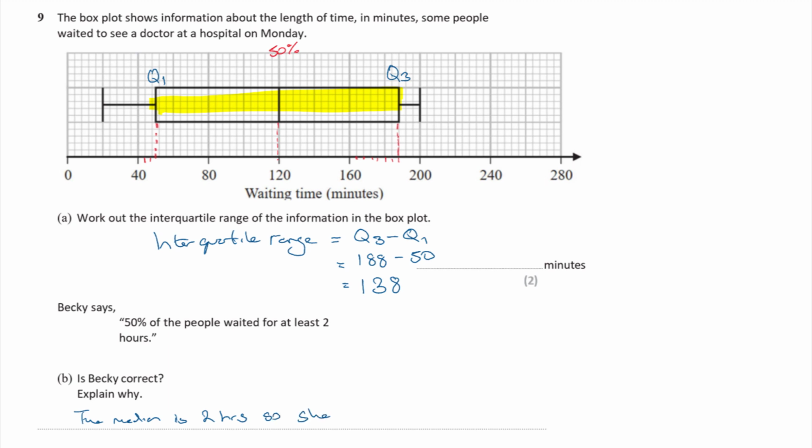So she is correct, as 50% of people waited the median time or longer. So 50% of the people waited the median time or longer. Okay, so I think that's my answer.